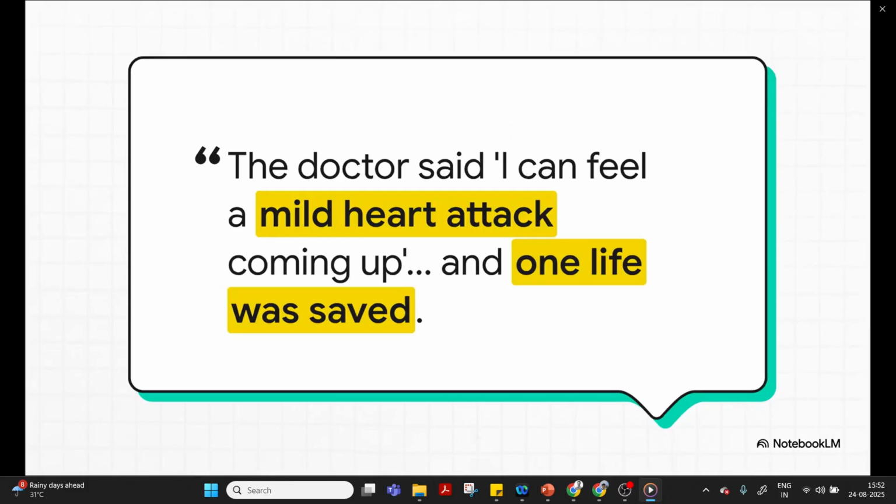And we're not just talking about statistics. This is a direct quote from someone at a rural health camp. A doctor using the device picked up the very subtle signs of a mild heart attack, called an ambulance immediately, and a life was saved. That is tangible, undeniable impact.